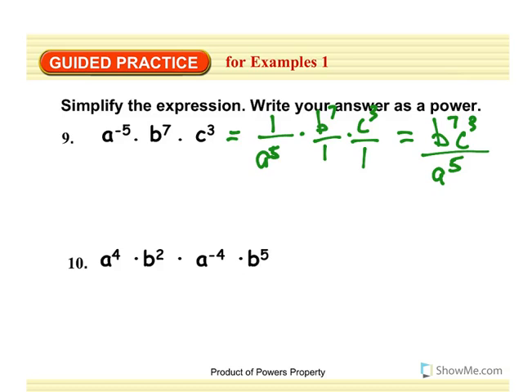All right, let's see about this one. So I've got a to the fourth times a to the negative fourth. That's a to the 0. I've got b to the second times b to the fifth. That's b to the seventh.